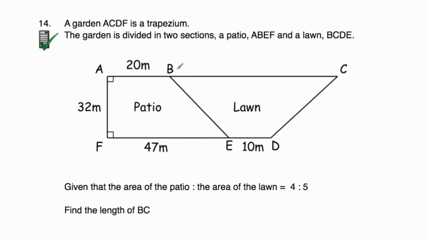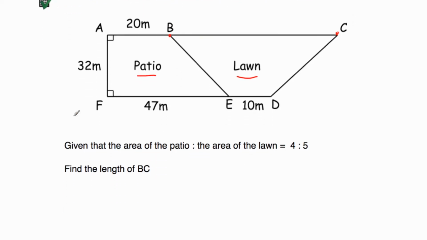So what we need to do is find this length. That's what the question is asking us to work out, the length from B to C. But we're told that the ratio of the area of the patio to the area of the lawn is 4 to 5. So if we can work out the area of the patio, we can then find the area of the lawn, and then if we know the area of the lawn, we can then find the length of BC. So let's start off by finding the area of the patio.